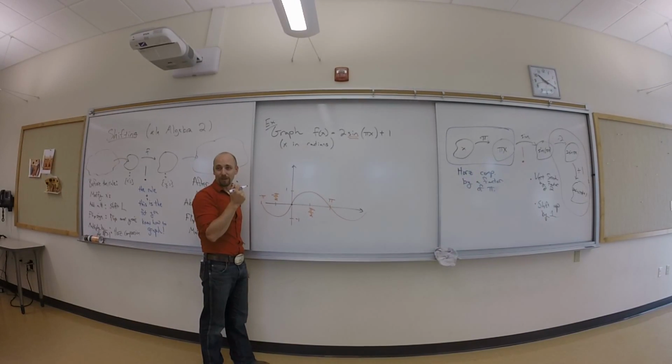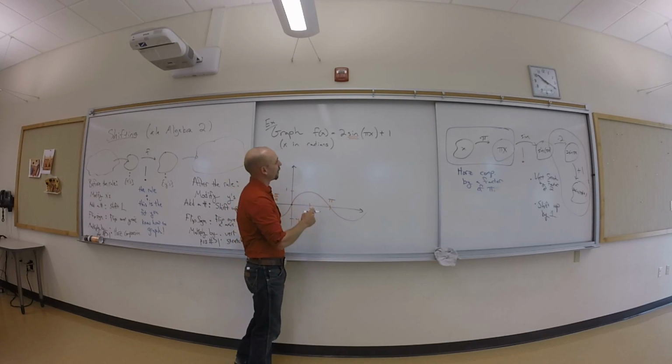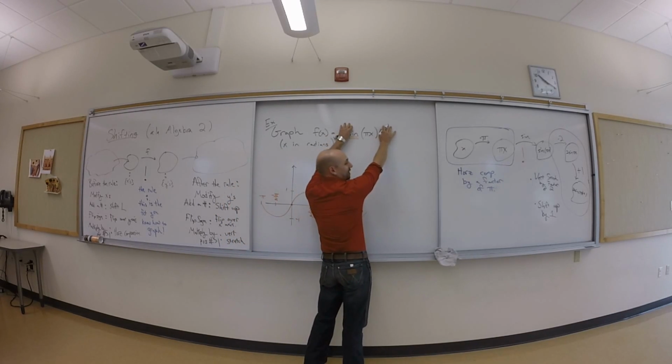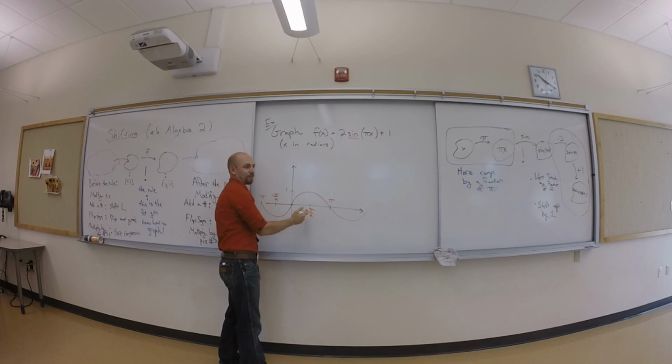You guys want another way to think about this? The high point's at pi over 2, right? What do I have to put into that to get pi over 2 out? 1/2. Just 1/2, right? You guys see that? So compressing by a factor of pi means dividing all the numbers by pi.